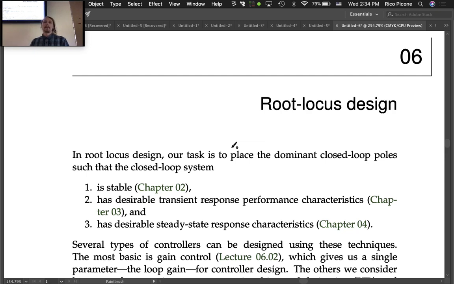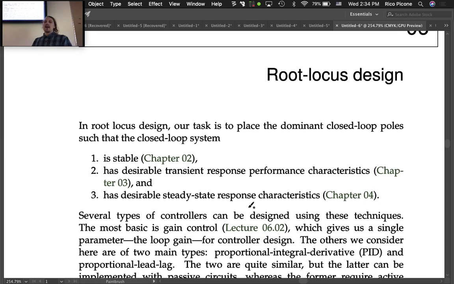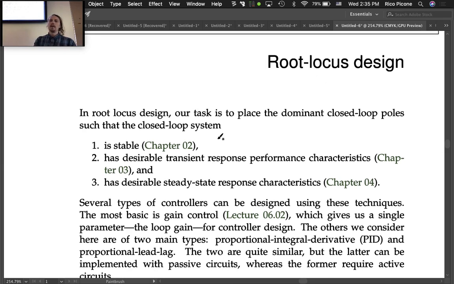So in root locus design, which is the broad tool base that we've built up for understanding our performance based on the closed loop pole locations given different gain values, so that whole suite of tools that we've been developing, our task is to place the dominant closed loop poles such that the closed loop system, first of all, is stable.